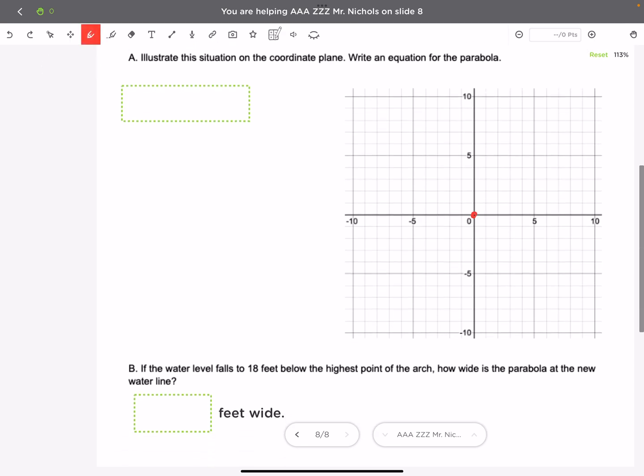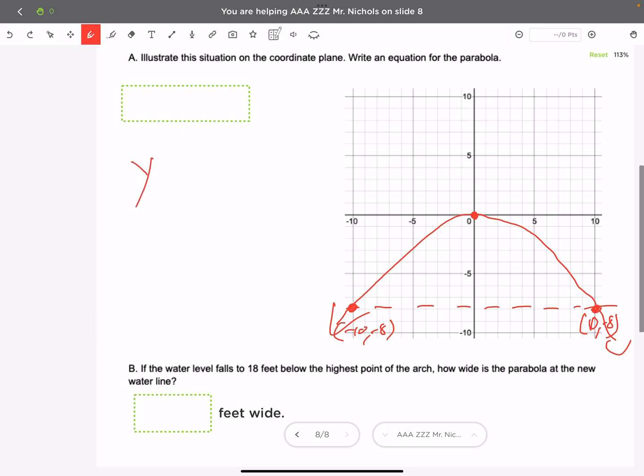So our vertex is here, and if we're going to be 8 feet above, that means the water line is going to be at -8 because it's 8 feet above. And if it's 20 feet apart, that means we'd have one point here and one point here, one at (-10, -8) and one at (10, -8). And so this is what our parabola would look like. And so it's at 0, 0.